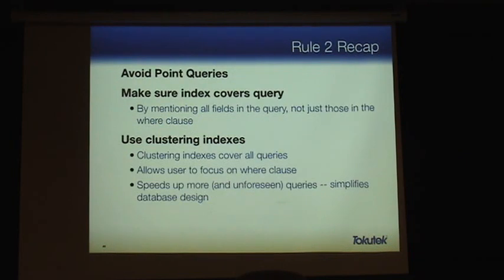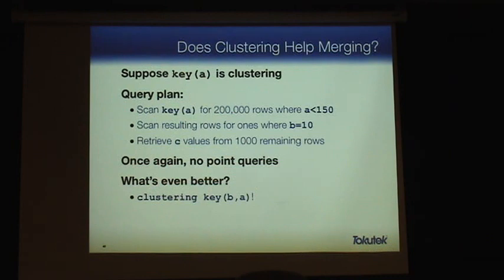Yeah? It seems like that is just kind of like you're now indexing your indexes. What do you mean? Like the clustering key, so a clustering key with just A would be A and everything else.